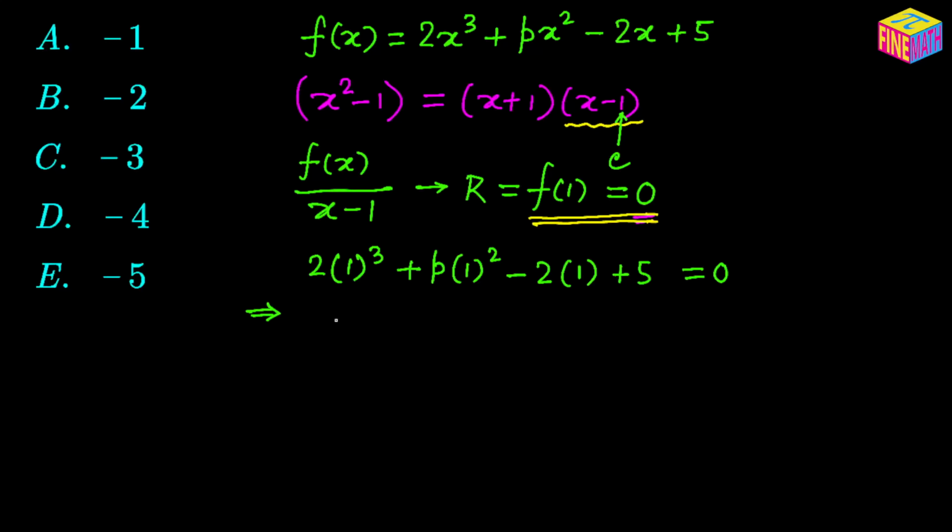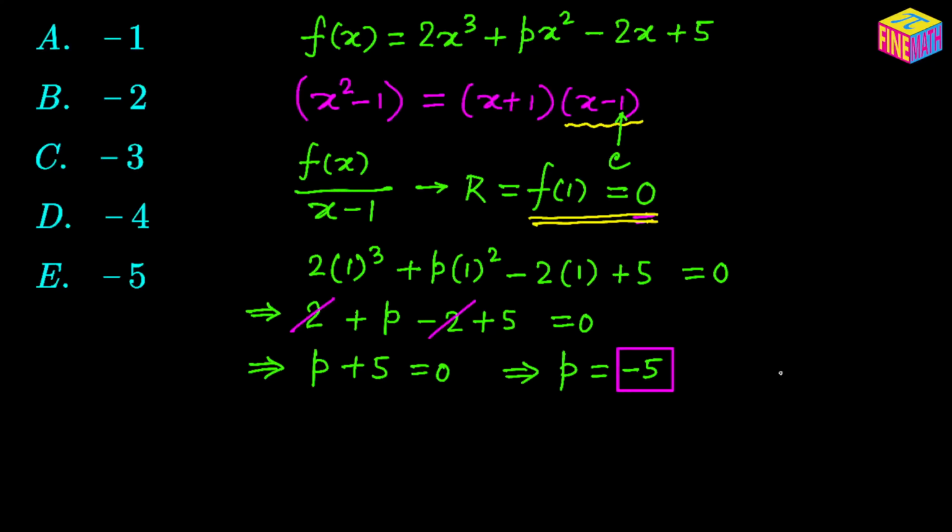So from here we can say, well, this is actually 2 plus p minus 2 plus 5 is equal to 0, and from here you can see that this positive 2 and negative 2 cancel out each other, and p plus 5 equals 0. That means p would be negative 5, and that is our answer. And if you look at our answer options, we have negative 5 under option E, so option E would be the correct option. I hope everything made sense.